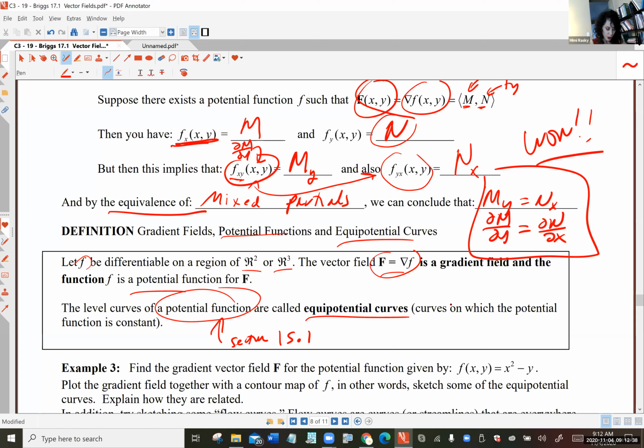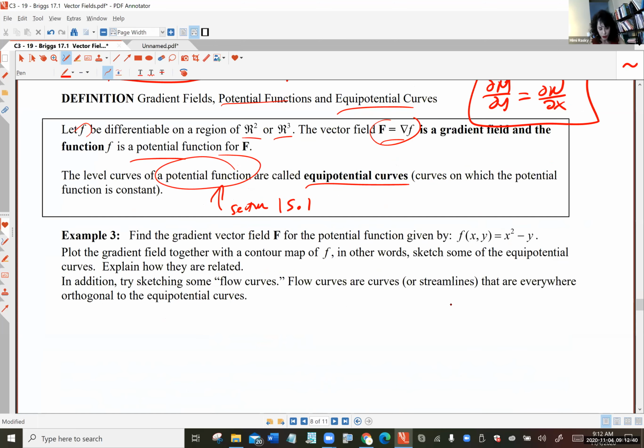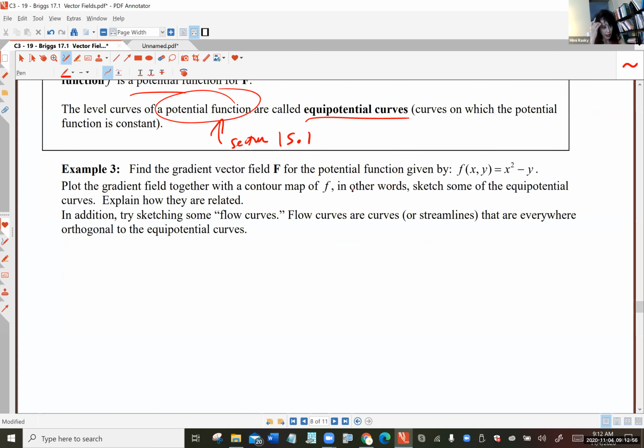Okay, so take a look at this example and then we'll go to example 4. Sorry, so we'll do this example first, then we'll skip over. So here's your scalar function. That's not a vector field. That's a scalar function. We're going to plot the gradient field with a contour map of f, in other words, we're going to sketch some equipotential curves. So let's do the chapter 15.1 step first.